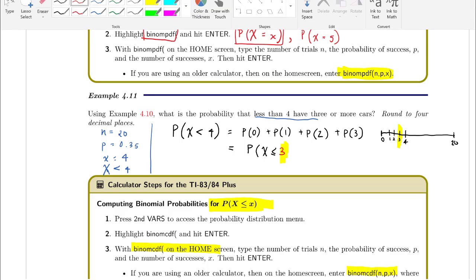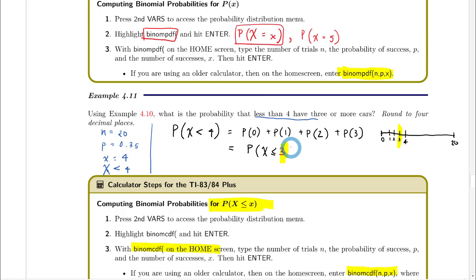Because again, we're discrete, remember? It's counting numbers. So we go to the next lowest integer that'll be equal to, right? Because we would have included it anyways if we were adding them all separately. Well, let's go ahead and use binomial CDF, where the number of trials was 20. Our probability of success is 0.35, and my barrier number is 3, because I want it to add every probability 3 or less, right? 3, 2, 1, 0.